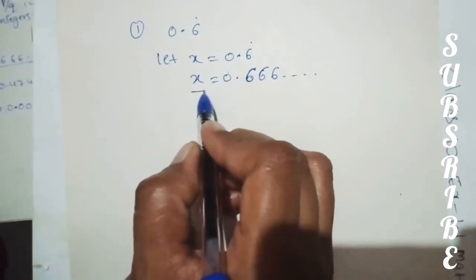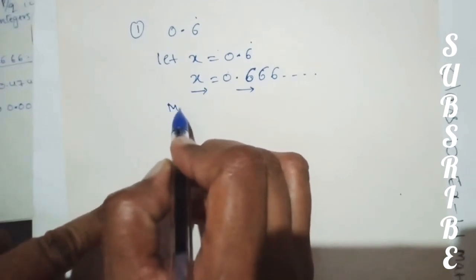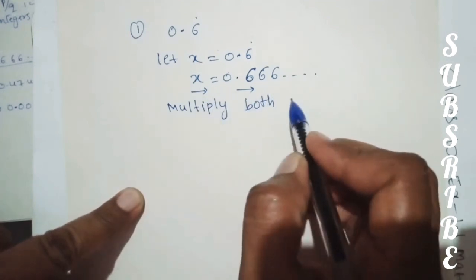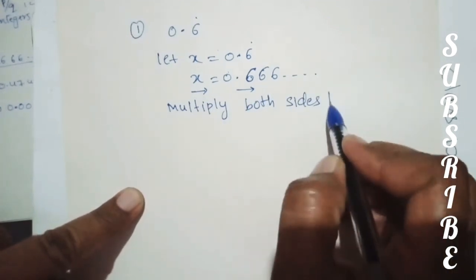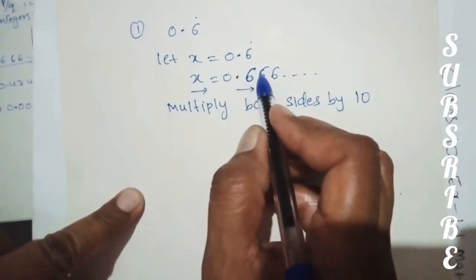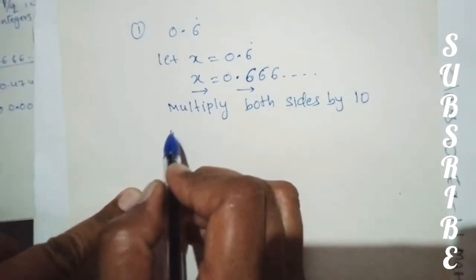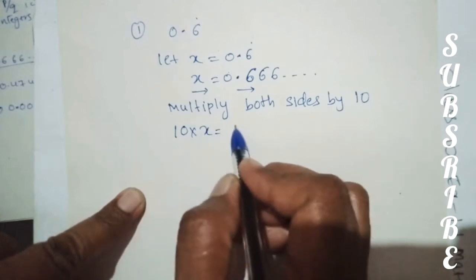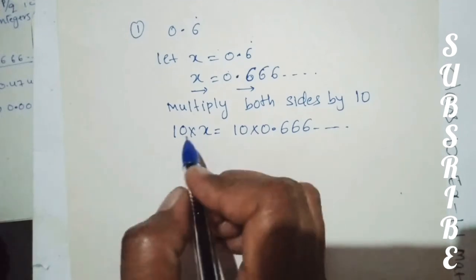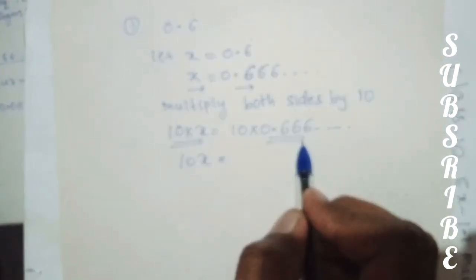Now what I am doing here, I am multiplying both the sides by 10. Just write this sentence, multiply both the sides, meaning LHS and RHS, by 10. Why? I want to make it a whole number, 6 point something. So what happens here? This is 10 into x is equal to 10 into 0.666. Am I right? 10 into x is 10x. See here, we are multiplying this decimal number with 10.